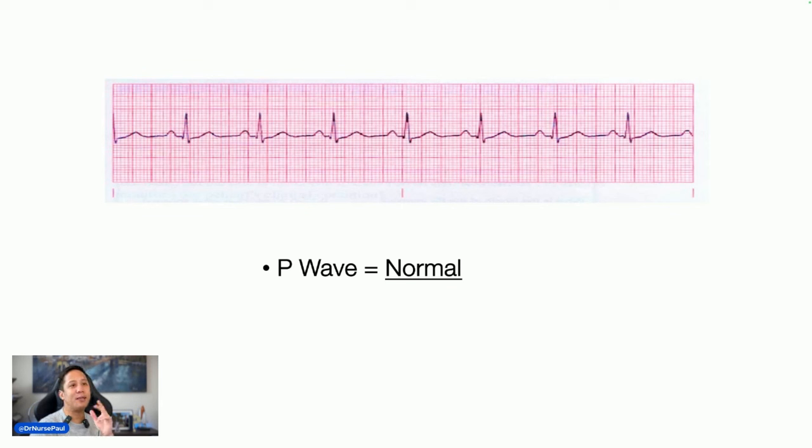What's the next parameter? QRS. Are the QRS normal? Are they within 3 to 5 boxes? I'm sorry, less than 3 boxes. Do they look like they have less than 3 boxes? Yes, they look like 2 boxes, right? So for me, that looks normal to me.